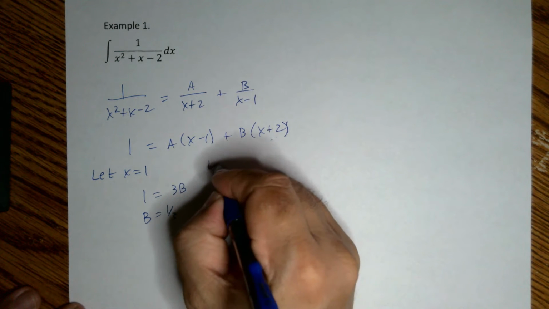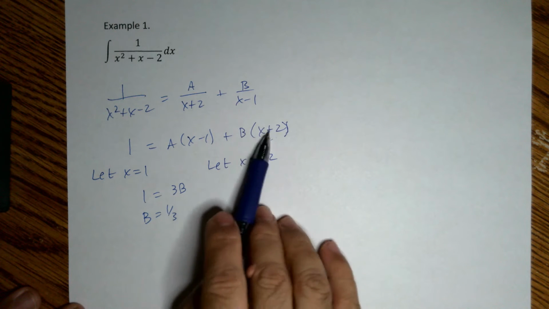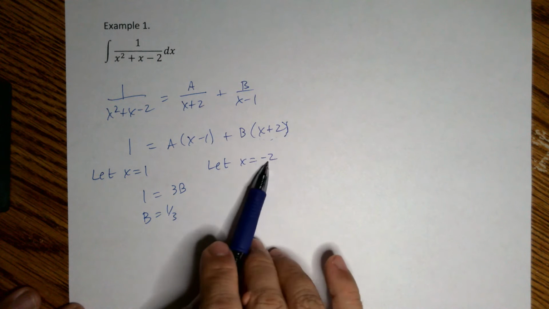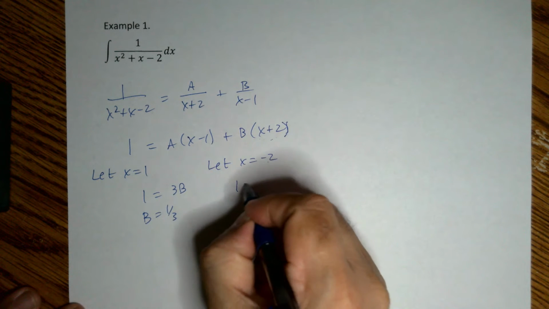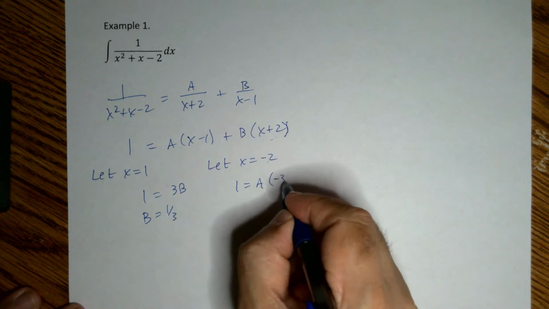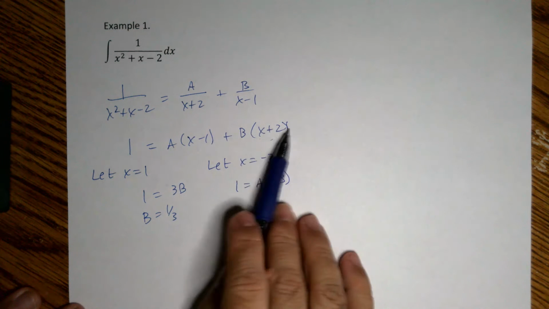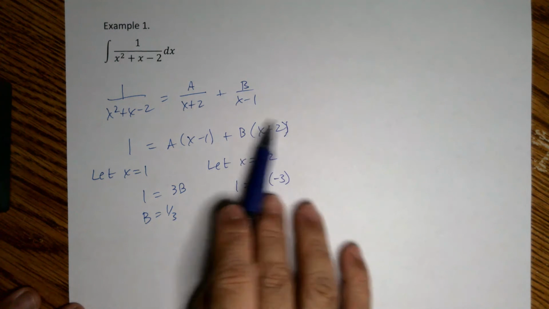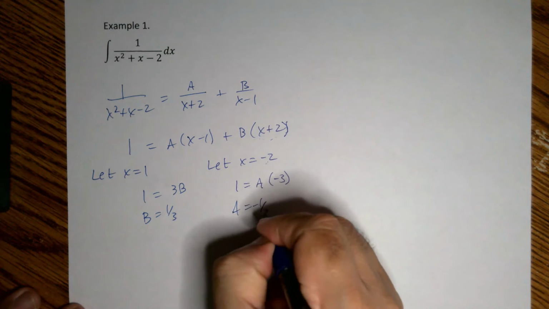Now we let x equal negative 2. The whole point is I want to wipe out a variable, either b or a. This time I'm wiping out b by putting x equals negative 2 in there. That gives me 1 on the left. On the right, it would be a times negative 2 minus 1, which is negative 3. The b gets wiped out because negative 2 plus 2 is 0. Remember, that was the whole point of choosing negative 2 for x. So that means a equals negative 1/3.